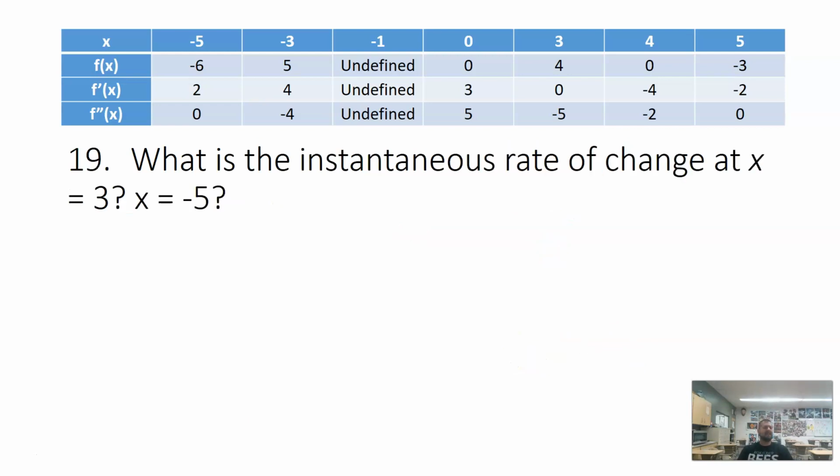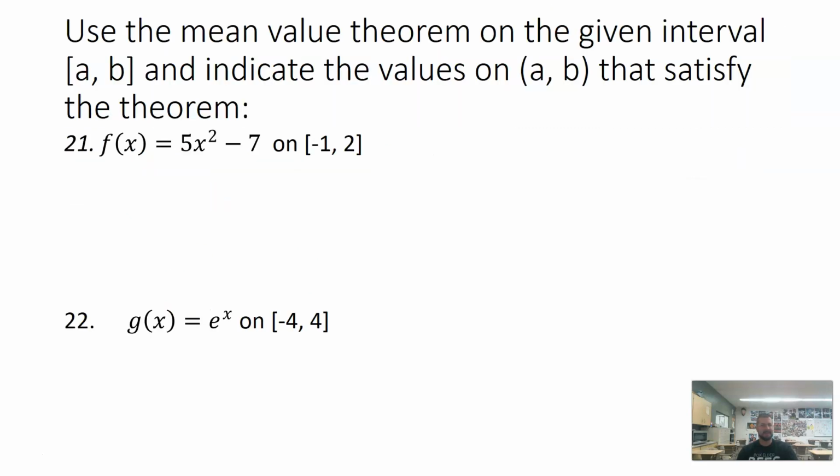On number 19, this is two different questions. What is the instantaneous rate of change at x equals 3? Well, I just go to 3 right here, and another name for the instantaneous rate of change is the derivative. So at x equals 3, it's 0. At x equals negative 5, when I look at the first derivative, that is 2. Okay? So, again, instantaneous rate of change just means what is the derivative at that point. Fancy way of saying it. We finally switched to the mean value theorem for the last couple problems.